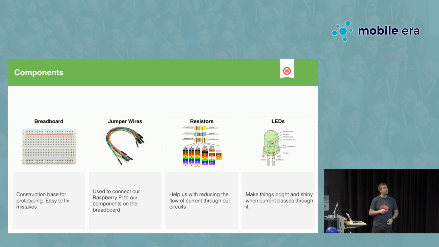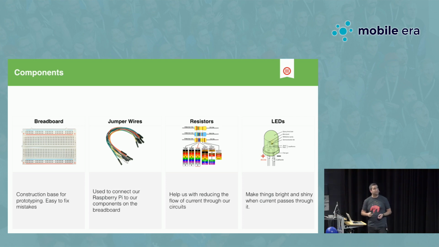I'm not telling anyone to make their final products using breadboards, but it's really great for prototyping. Jumper wires are basically the things that you use to connect the Raspberry Pi. In some cases, you also see that you need some resistors. And what are resistors? Resistors are the things that control the energy that goes into your LED or into your sensors.